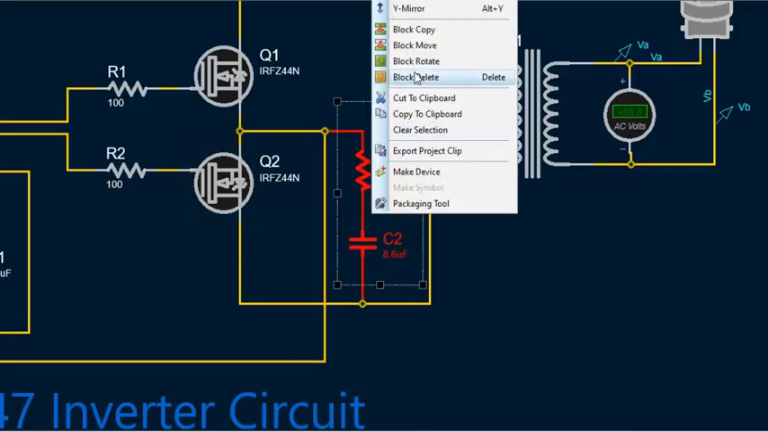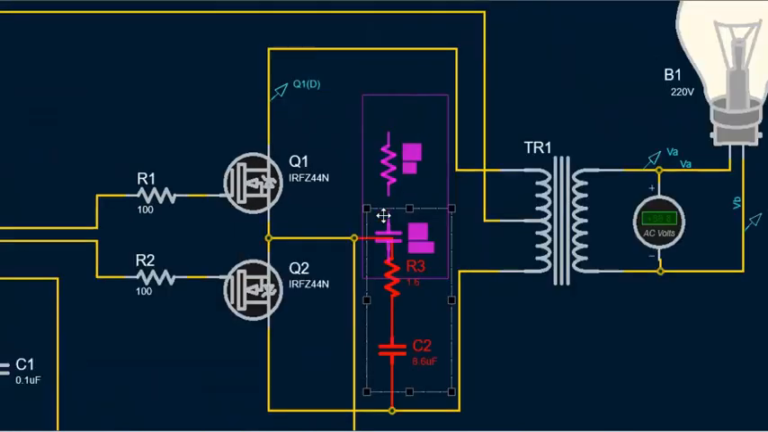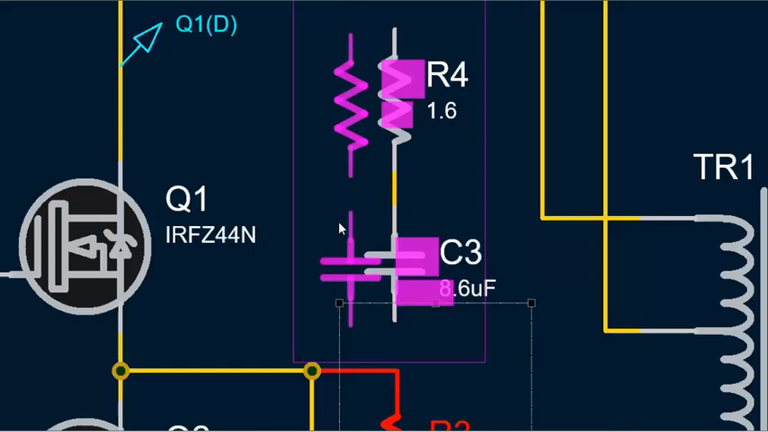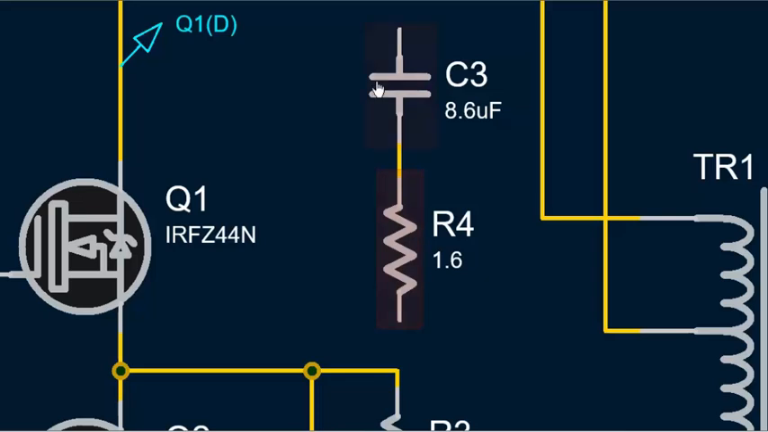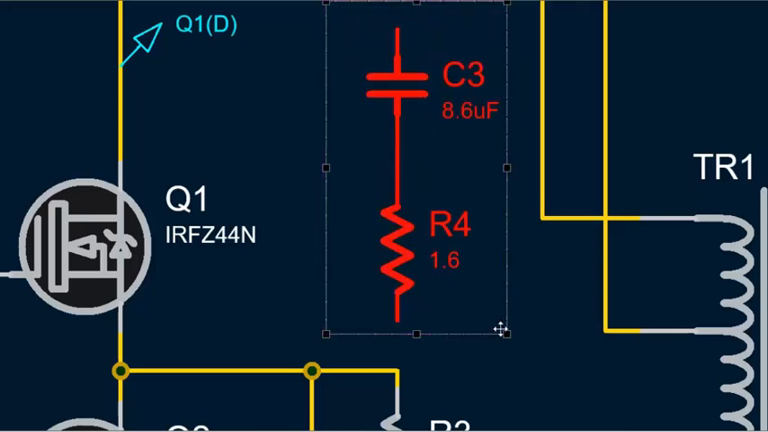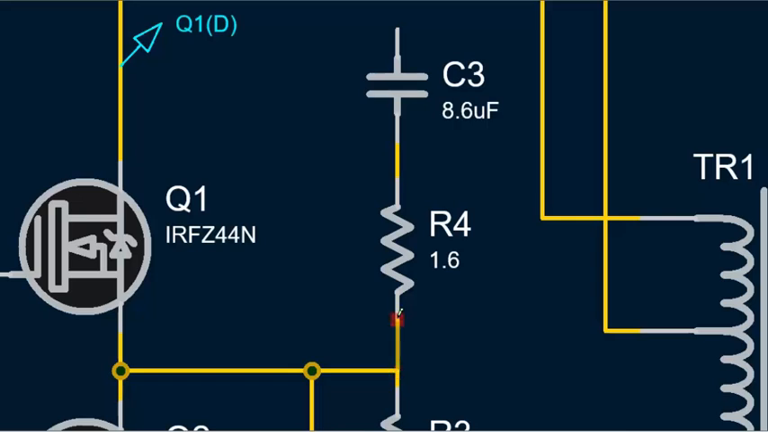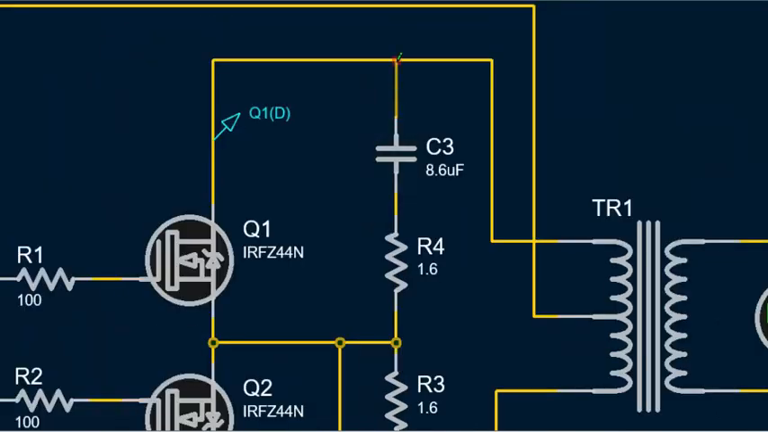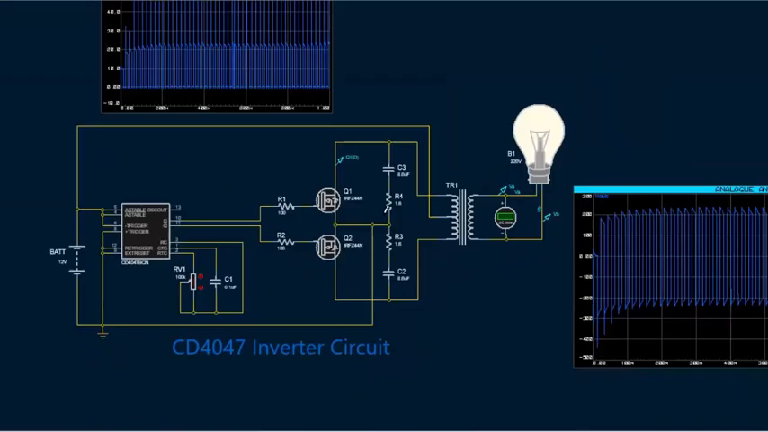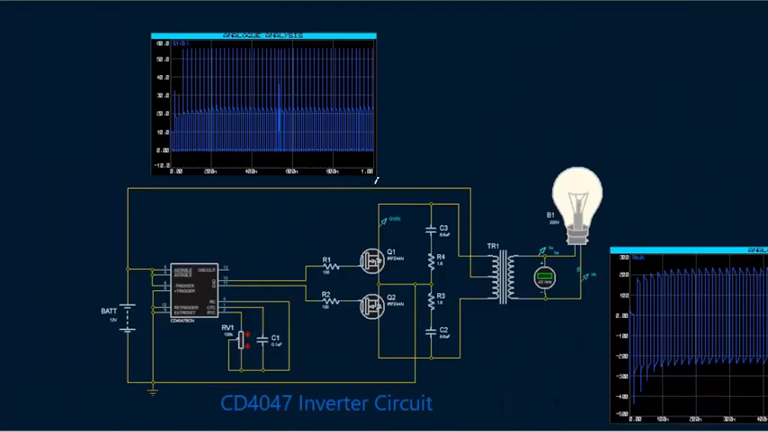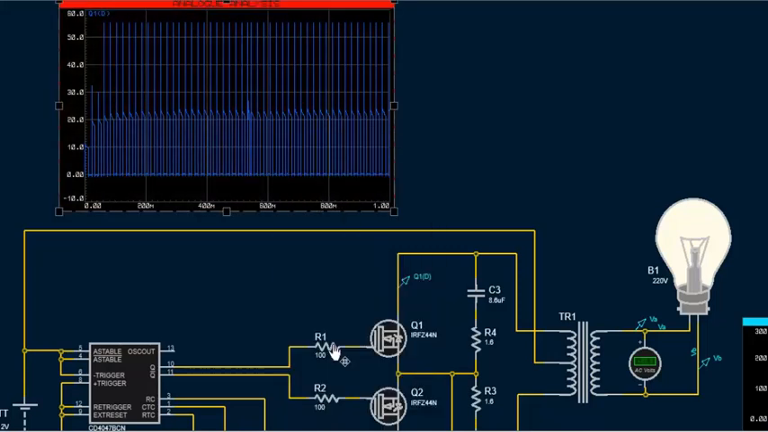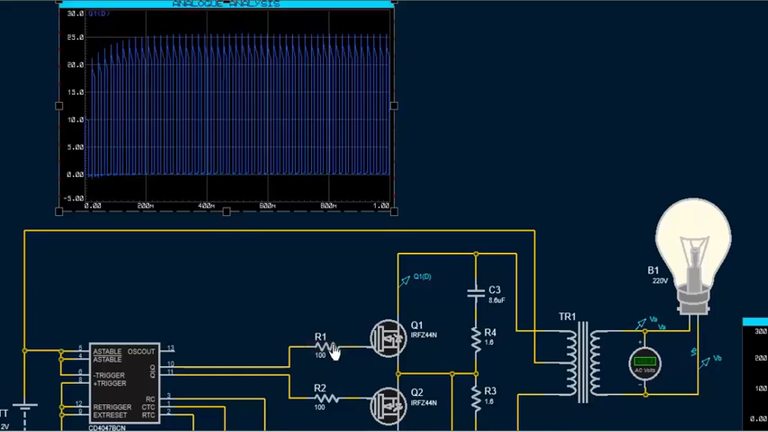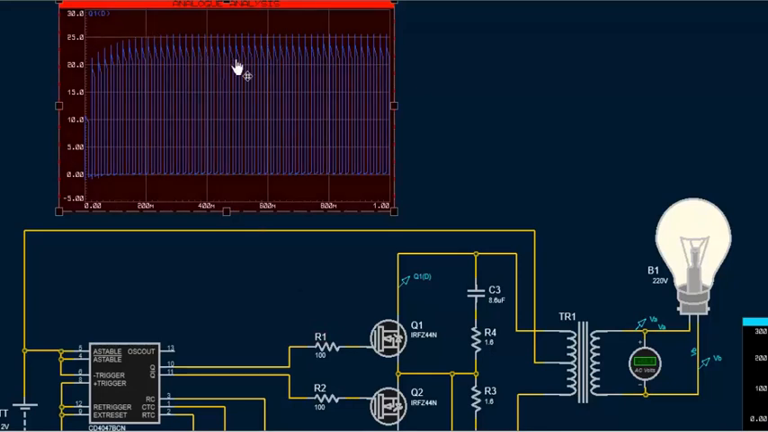Here I am using the same RC Snubber circuit by copy-pasting to add a Snubber circuit to the upper MOSFET drain to source. Now, let me resimulate the graph of the drain signal. As you can see, the high voltage spikes are gone. That is, reduced to a manageable level from 55 volts to around 25 volts.